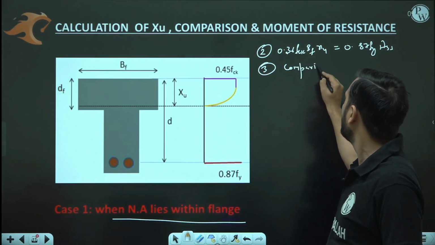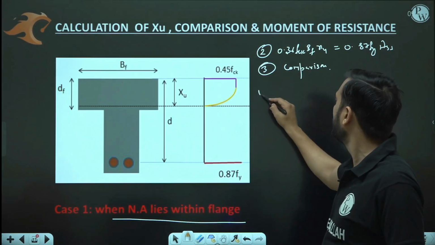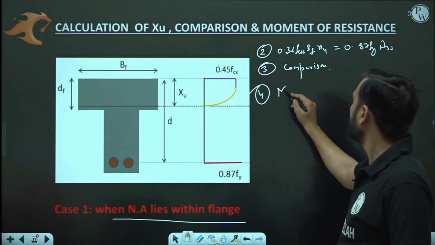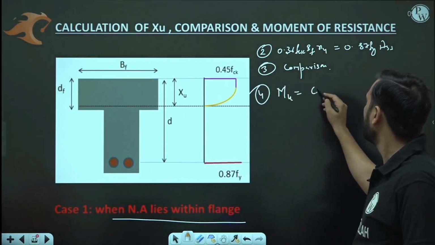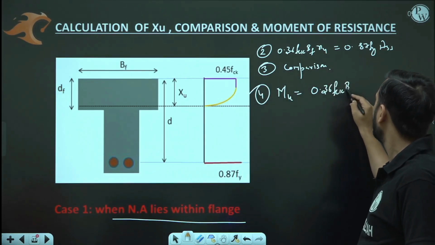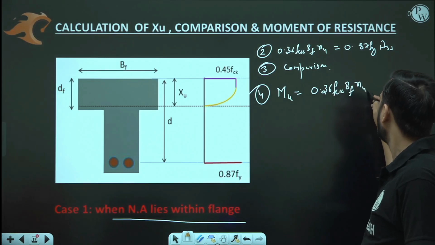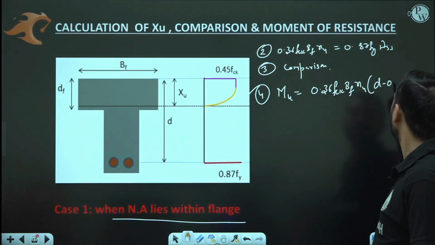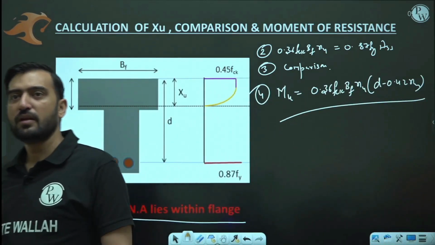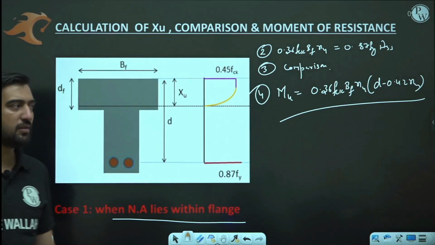Step number 3 is comparison. And what about step number 4? Step number 4 says moment of resistance. So you are going to calculate moment of resistance like this: 0.36 FCK BF XU into lever arm, which is D minus 0.42 XU. No difference here, exactly the same. Isn't it? So things are exactly the same here.